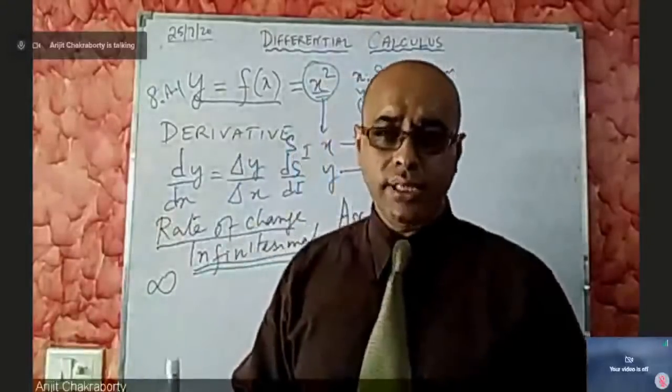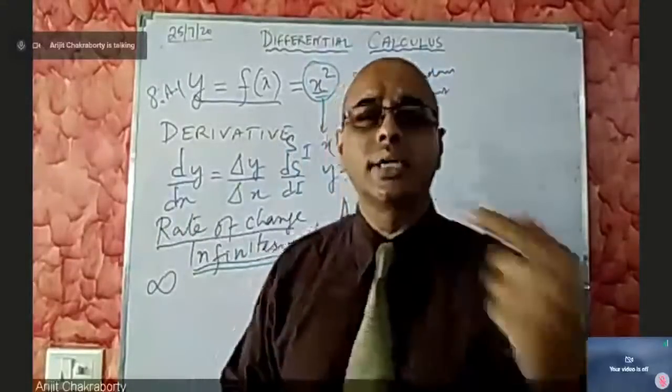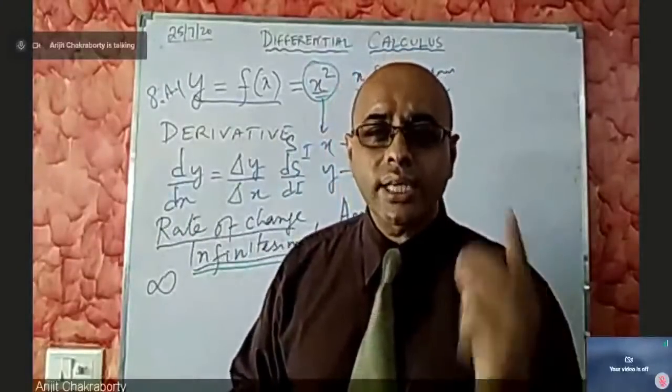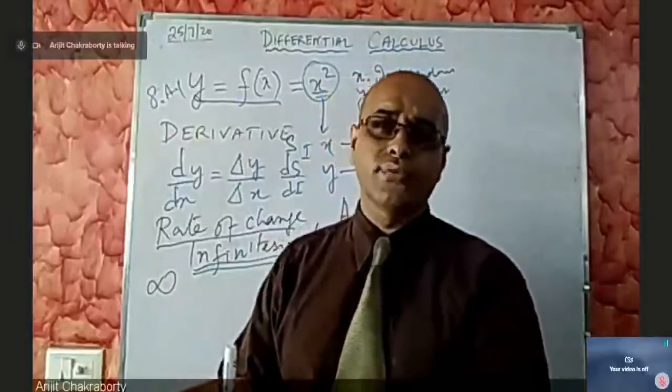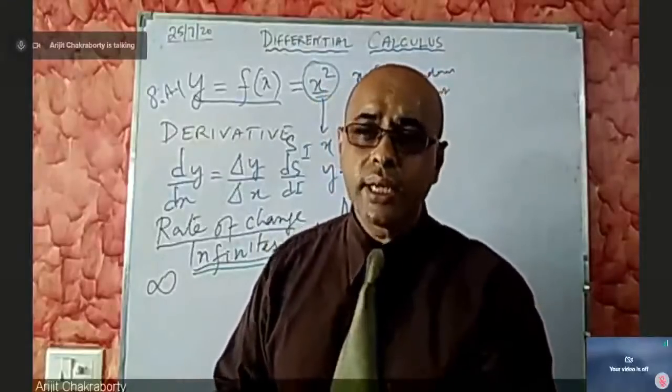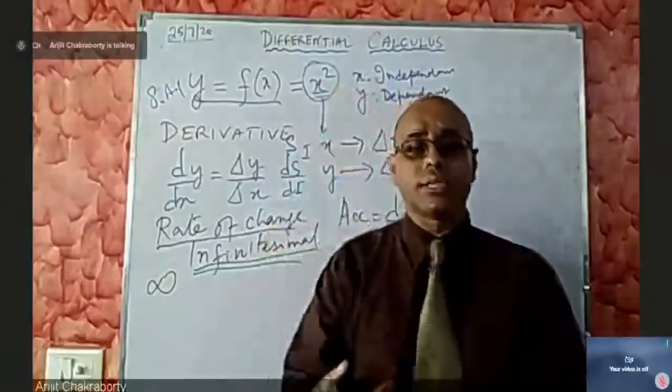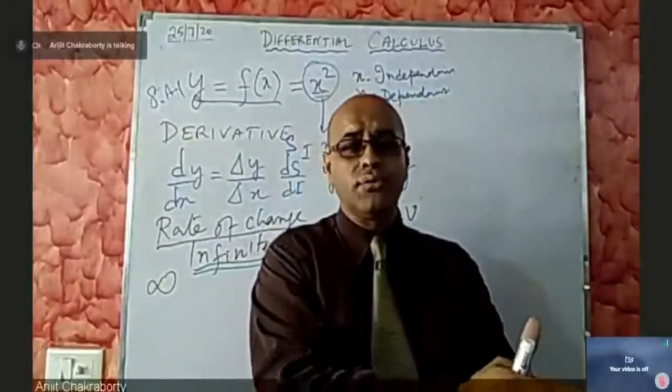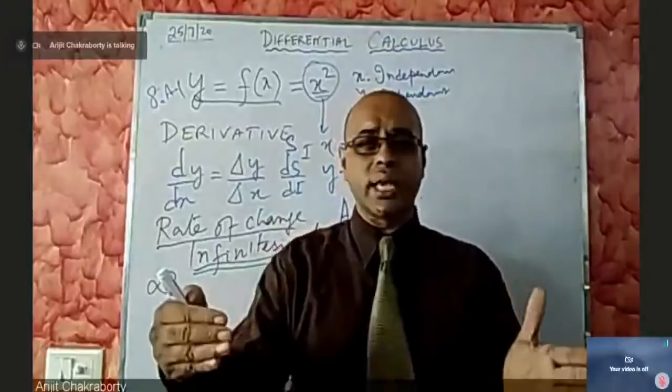Car number 2 accelerates from 0 to 100 kilometers per hour in 6 seconds. So the second car is faster. Why do you say that? Because the change in velocity, initially it is 0, finally it becomes 100. The change is the same, 100.